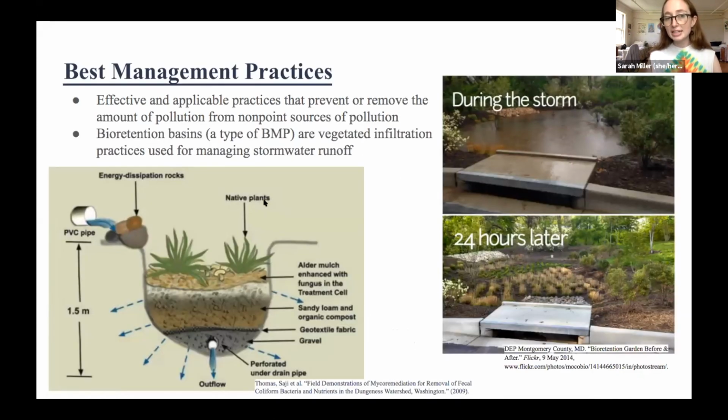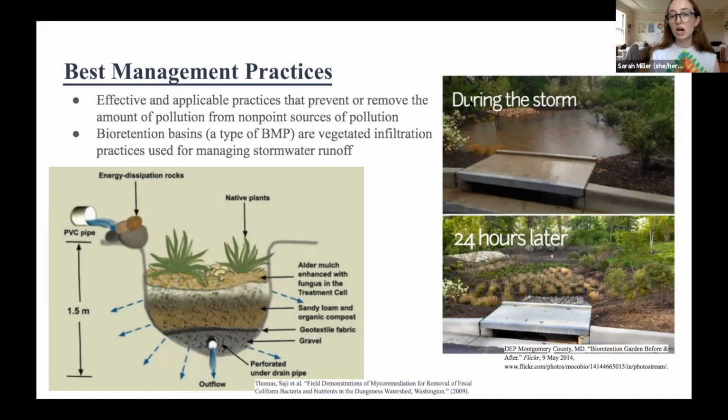A best management practice is a practice that inhibits or removes pollution from a non-point source of pollution. We're focusing on agricultural runoff as the non-point source of pollution, which can introduce bacteria, pesticides, and other contaminants to local bodies of water. To manage the agricultural runoff, we are focusing on a bioretention basin, which is a type of best management practice that uses filtration methods enhanced with vegetation. For our bioretention basin, we are using mushroom mycelium as our vegetation type.